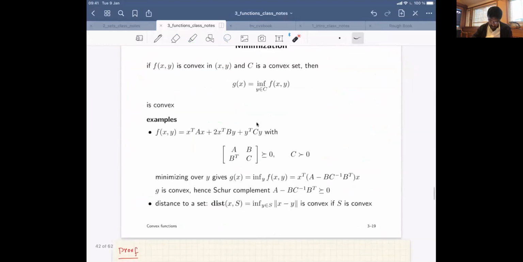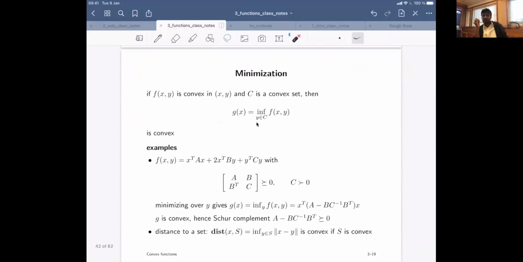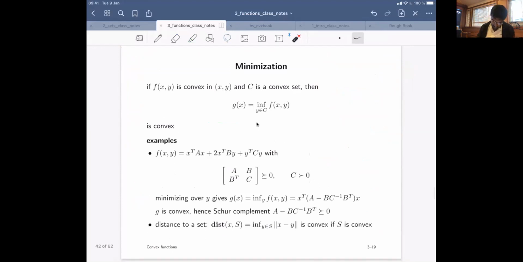And yeah, so now we move to the next topic. We saw what is maximization or supremum, right? Now we move to infimum. Infimum also preserves convexity, but not in general, only under certain conditions. So what is the condition?